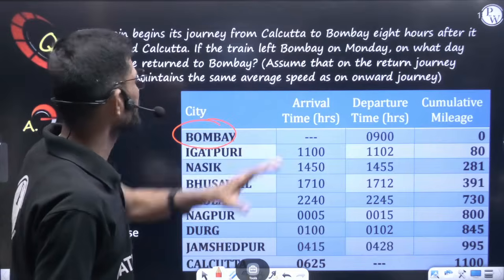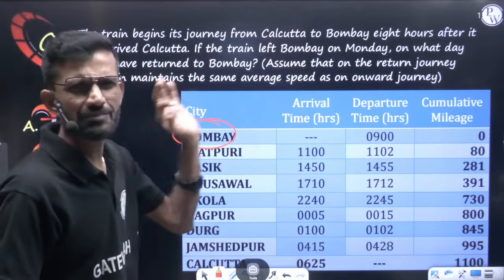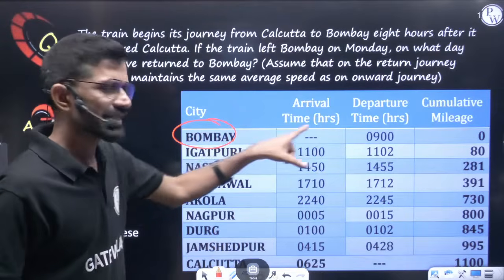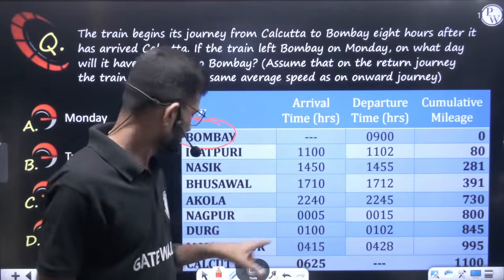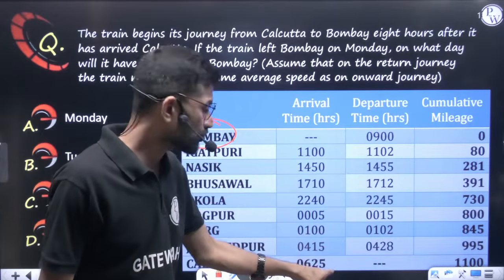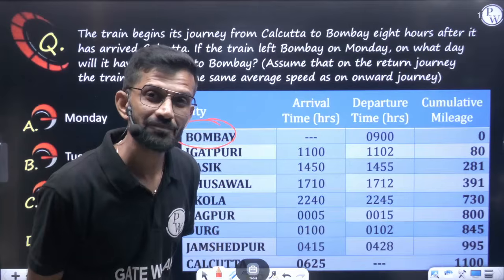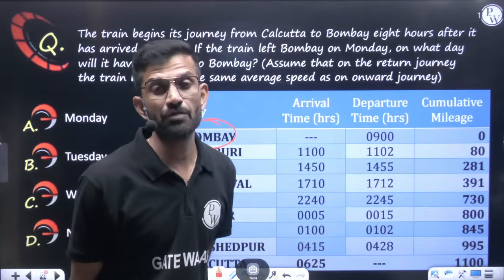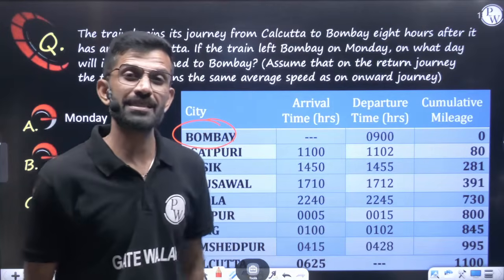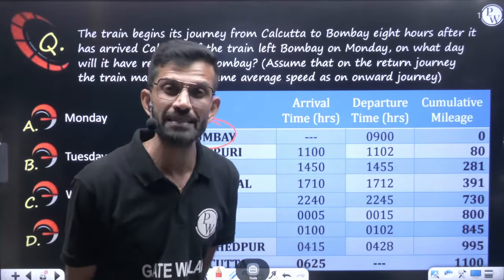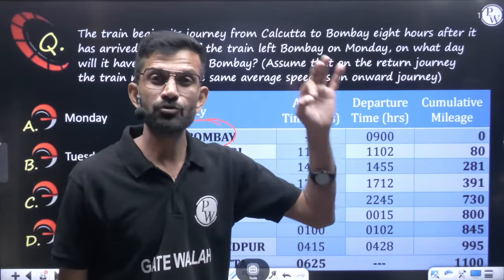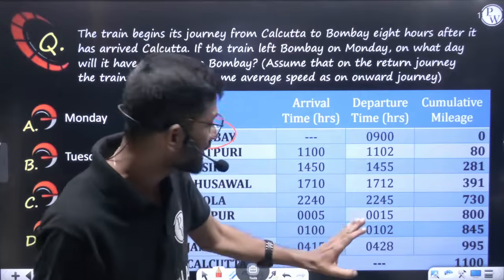Assume that on the return journey, the train maintains the same average speed, same stoppages, everything same. Okay, so let us understand. Bombay it started at 9 o'clock morning. Kolkata it reached next day morning 6:25. Bombay it started on Monday, reached Kolkata obviously on Tuesday. Now 6:25 it reached, and from there it stopped for 8 hours. So from morning, 6 plus 8 becomes 14, means afternoon 2:25 it will depart from Kolkata. Afternoon 2:25 of Tuesday. And it will take 21 hours.